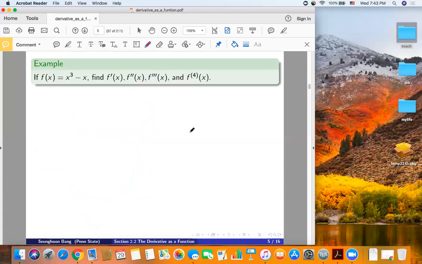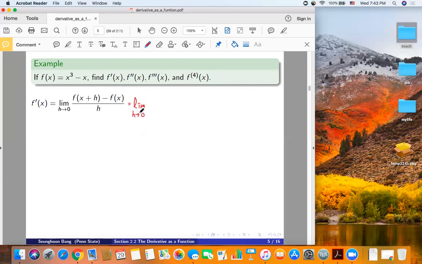Okay, next one. f of x equals x cubed minus x. Find f prime of x, the second derivative, the third derivative, and the first derivative. This is the idea. So here, f prime of x is, by definition, the limit of f of x plus h minus f of x over h. So you can solve the next one.